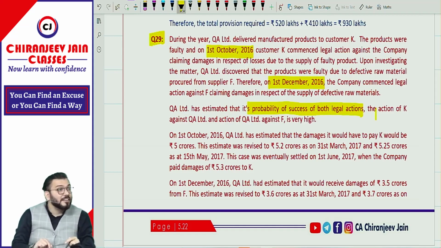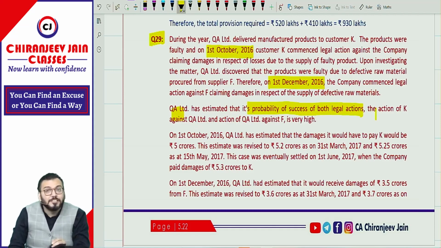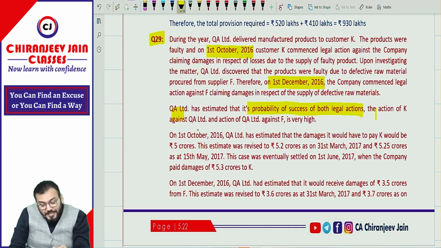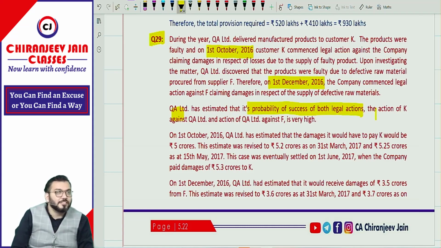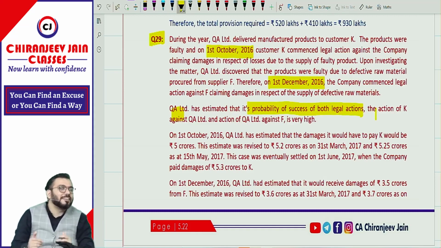But when you read, actually it seems that it is high from whose point of view? QA, but not. If you read carefully, the action of K against QA Limited is high. Means in the first case, who will win? K will win. In the second case, the action of QA against F is high. Means who will win? QA will. Dangerous. This is very funny language. Understood? Prima facie, it looks that in both cases, who is winning? QA. But practically impossible. You need to apply common sense also in exam.